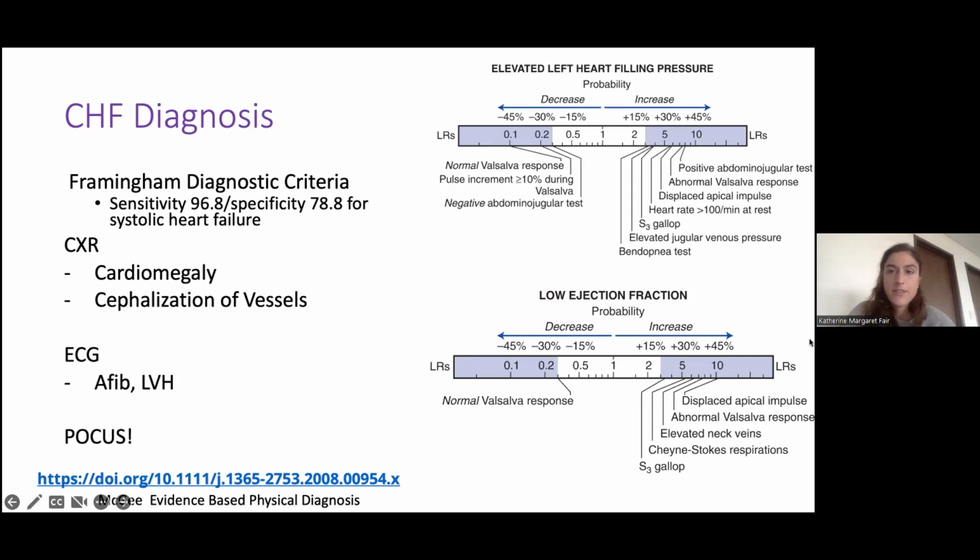These tables are taken from the evidence-based physical diagnosis textbook, basically outlining which physical exam maneuvers you might use as a tool, either for increased likelihood ratio or decreased, if you already have a high index of suspicion. So you can imagine using your Framingham criteria on your interview, plus your diagnosis. Things like the displaced apical impulse and the abdominojugular test tend to be really helpful in increasing your suspicion, whereas having a gallop or Cheyne-Stokes respiration is a little bit less of an increase.